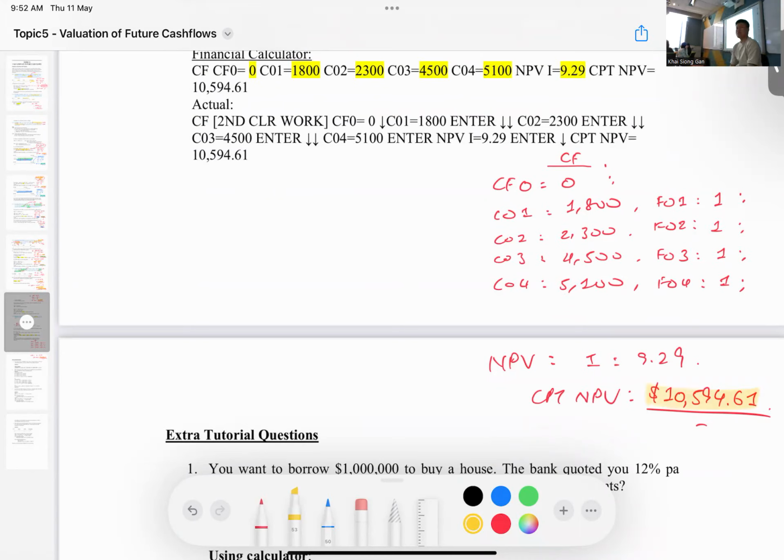Easy, right? Not too difficult. You can use the calculator to derive everything. Yeah, so that's the content that I want to cover for today's session. Let me stop recording.